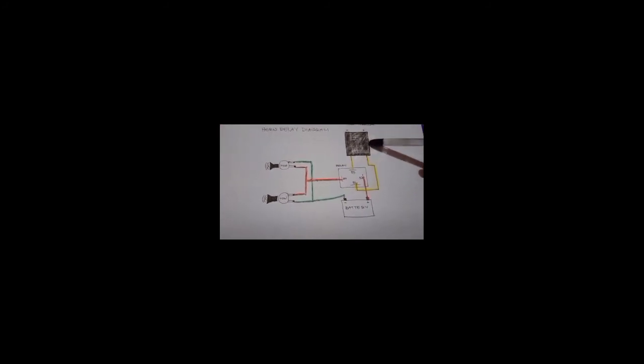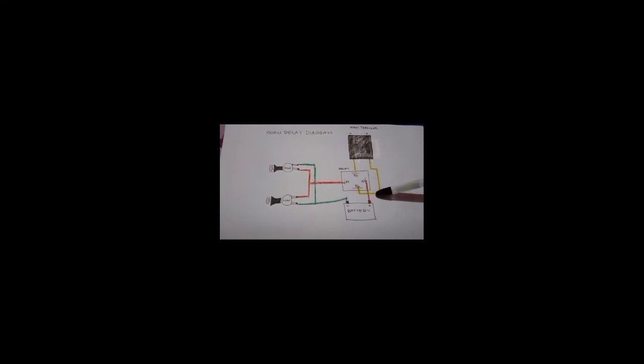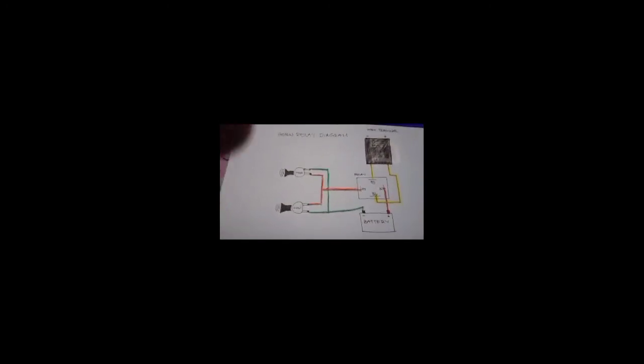Dito tayo gumpisa. Ito yung horn terminal na may negative at positive. Yung positive ng horn terminal natin ay papunta dito sa 86 ng relay. At ang negative ng horn terminal natin ay papunta sa 85 ng relay. Yung positive ng horn terminal ay nakakonekta sa 86 at yung 30 ng relay ay papunta dito sa battery.